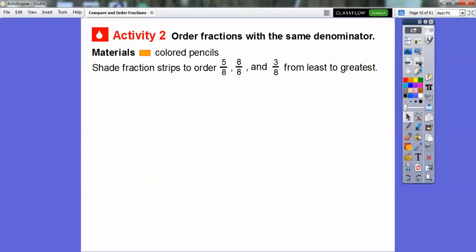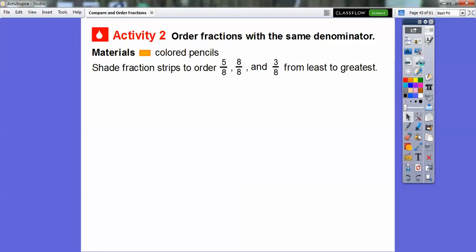Okay. Let's try ordering fractions that have the same denominator this time. So look at these fractions. They all have the same 8 denominator. And we're going to shade fraction strips to order 5/8, 8/8, and 3/8. And this says from least to greatest.